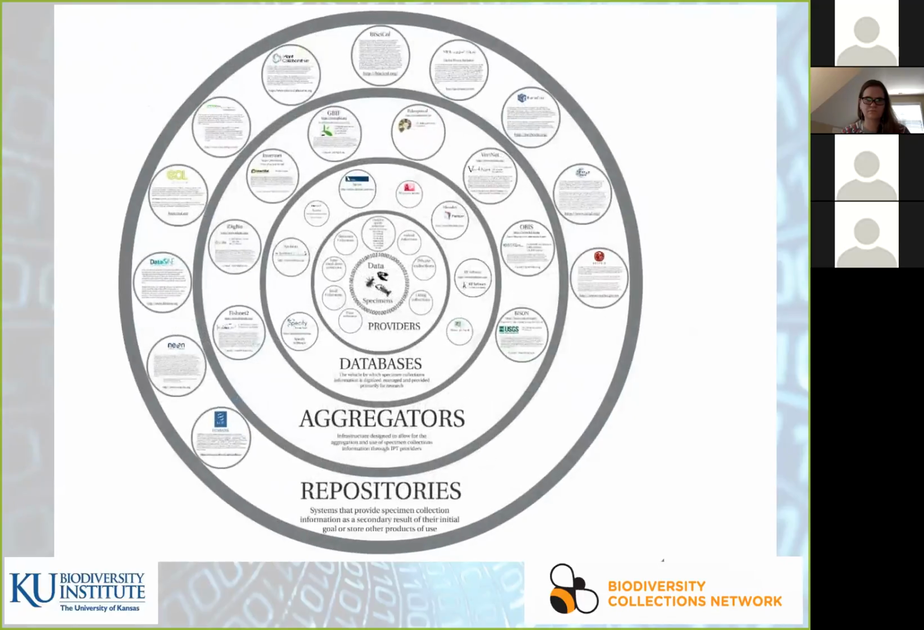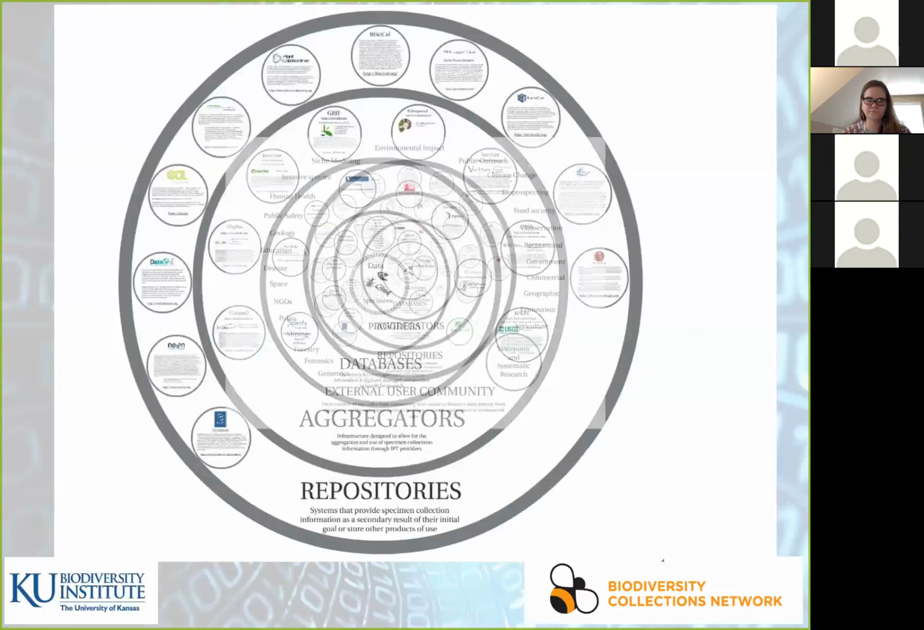Along with these aggregators, there are then also repositories of information. I call them repositories. They are systems that provide specimen information as a sort of secondary result of their initial goal. Their initial goal is not to provide specimen information, but as a side effect of that, they do. For instance, places like GenBank, where their primary purpose is to support the housing of GenBank sequences, but there are also connections to voucher material and tissue material that are associated with those kinds of things.